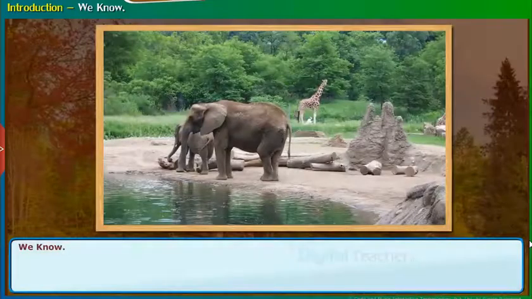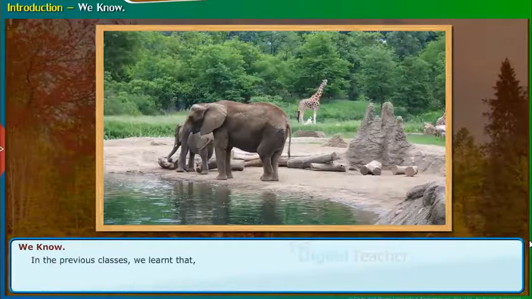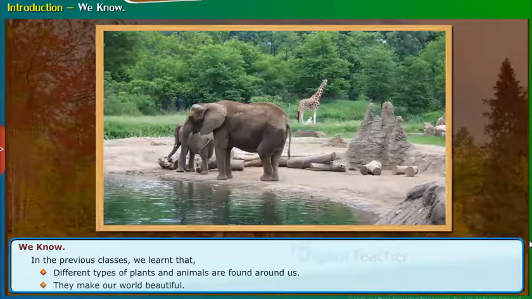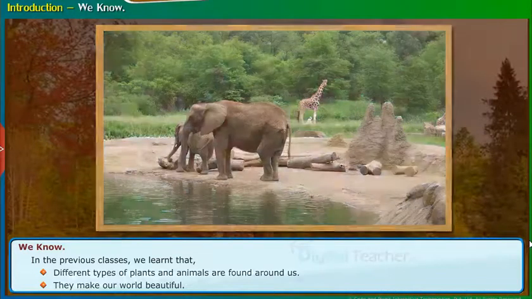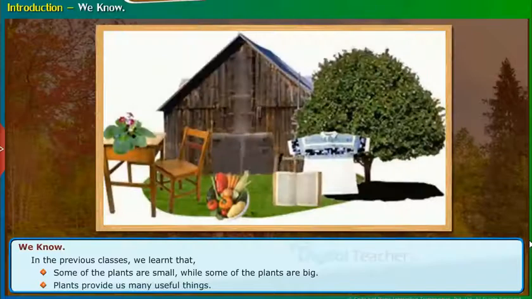Let us start our chapter with the introduction. In the previous classes, we learned that different types of plants and animals are found around us. They make our world beautiful. Some of the plants are small, while some of the plants are big. Plants provide us many useful things.